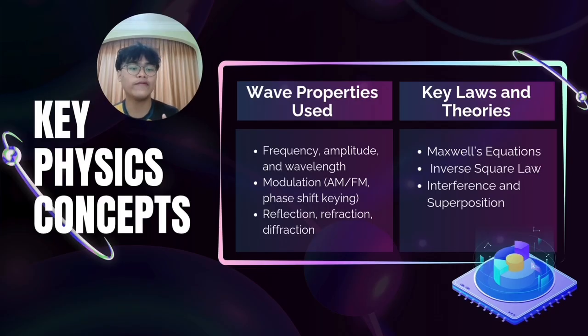If two waves align perfectly, they can boost each other together. That is constructive interference. But if they cancel each other out, it's destructive interference, which causes signal loss or dead zones. So these are the key physics concepts that we use.